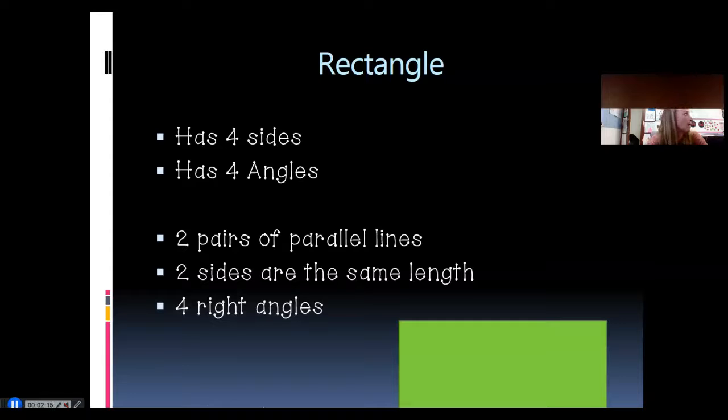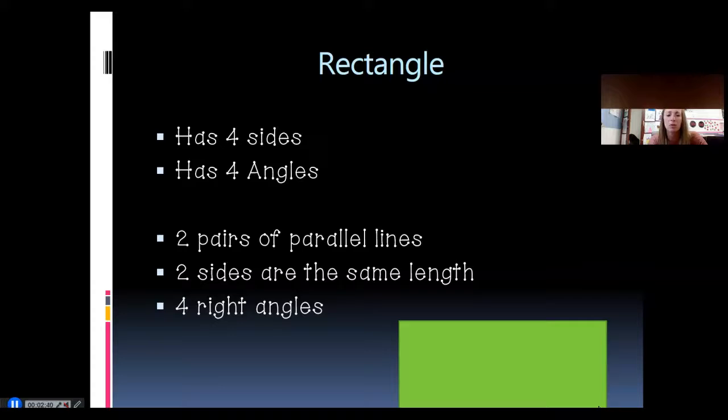So here is a rectangle. A rectangle has four sides, 1, 2, 3, 4. It has four angles, 1, 2, 3, 4. It has two pairs of parallel sides. The top and the bottom are parallel. They will never ever touch. The sides, 1, 2, are also parallel.